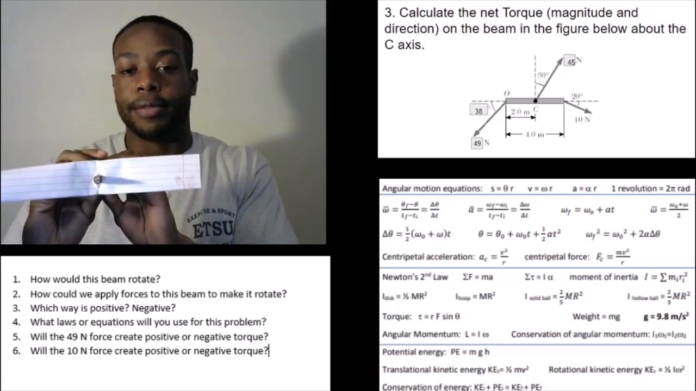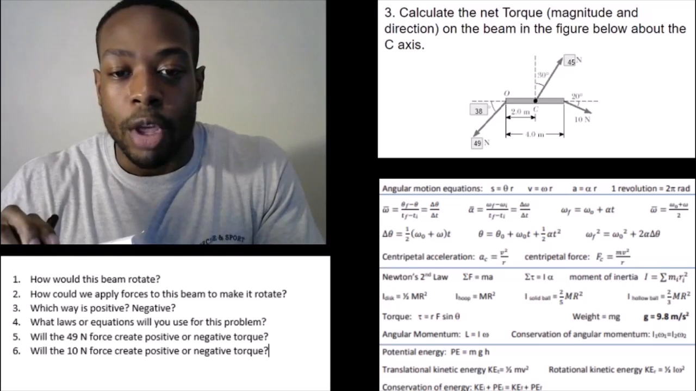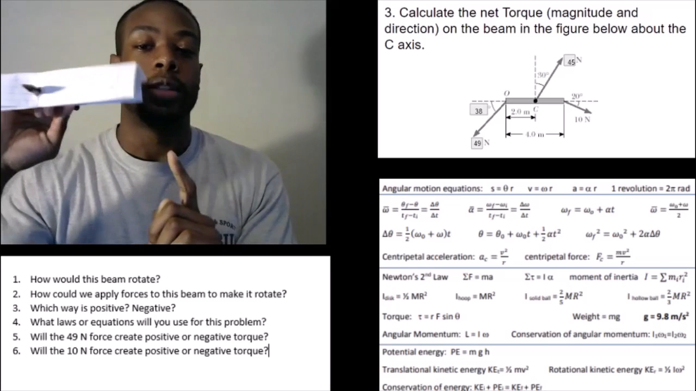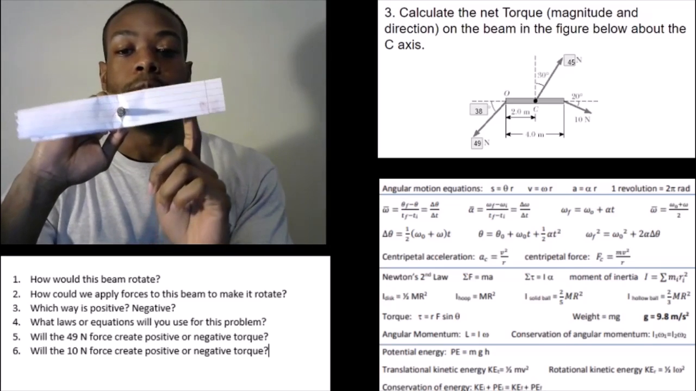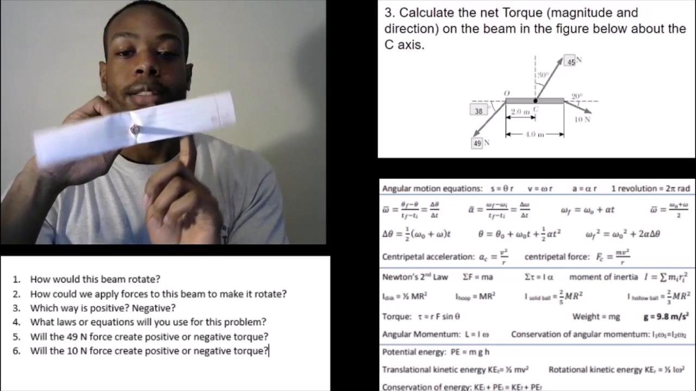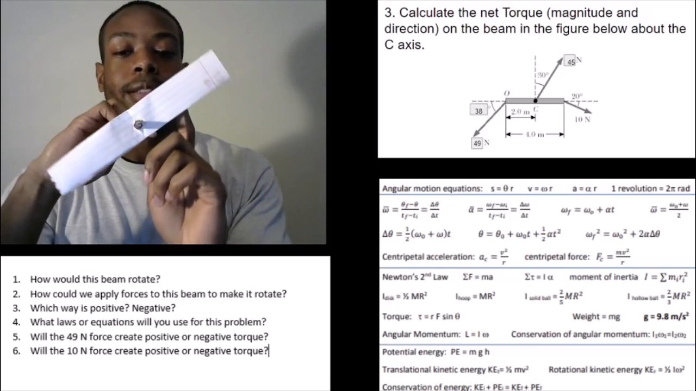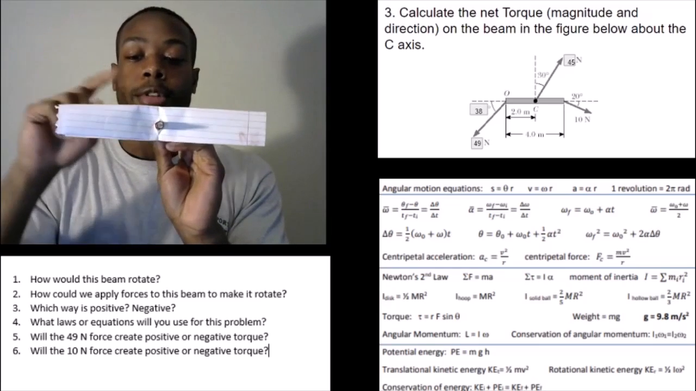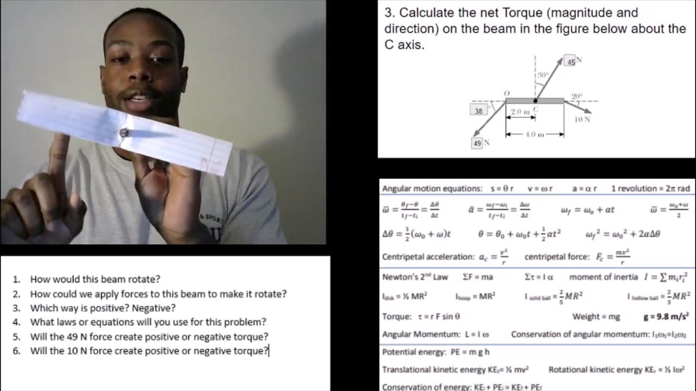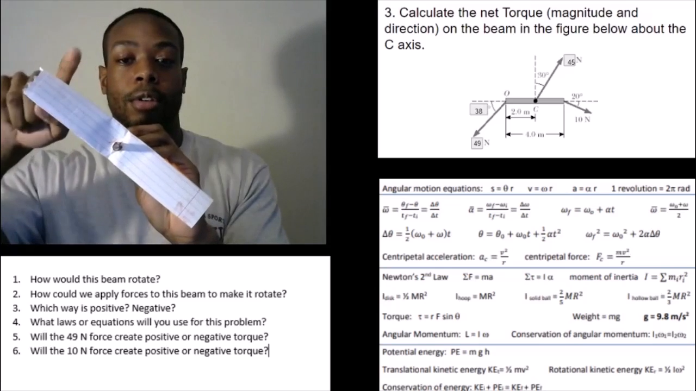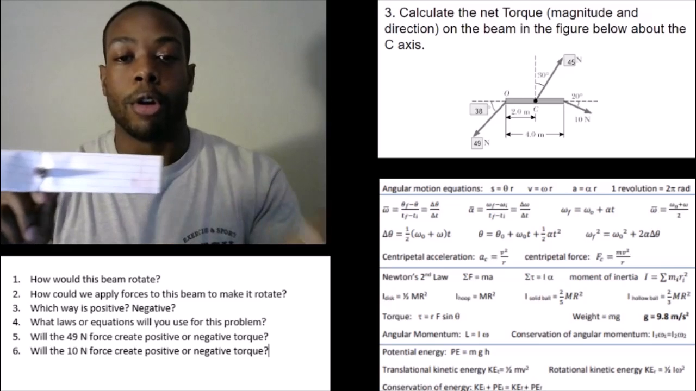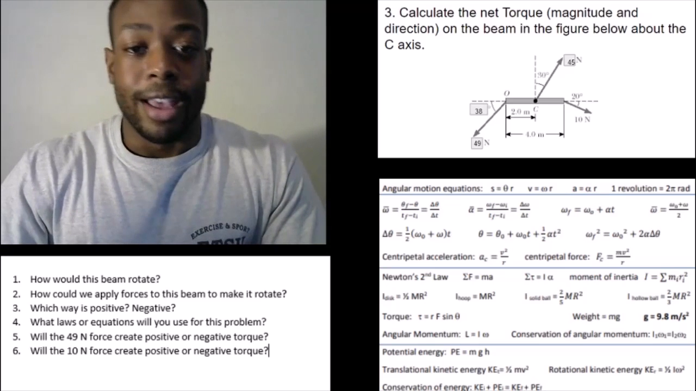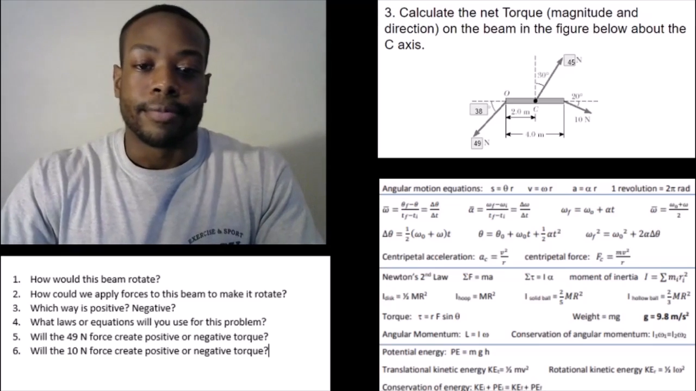So that's the idea. Next, I want to know, how could we apply forces to this beam to make it rotate? So say we added a force straight up, right? That would go, this is clockwise for me, but maybe different for you. And similarly, on this side you press up, it's going to go counterclockwise. So definitely want to consider how your body is going to rotate, how it's going to work about that axis, because it could be different for any body.